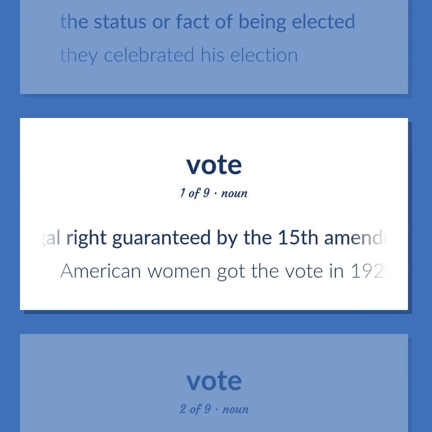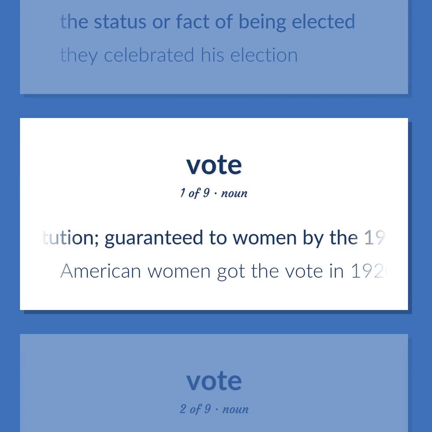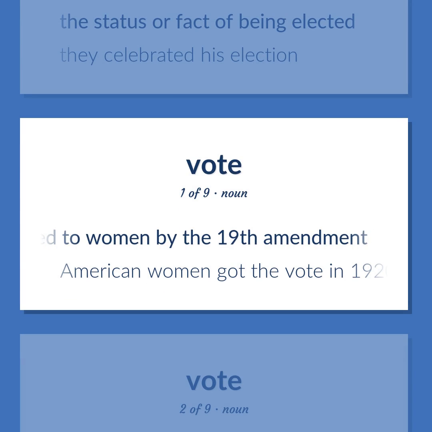A legal right guaranteed by the 15th Amendment to the U.S. Constitution, guaranteed to women by the 19th Amendment. American women got the vote in 1920.